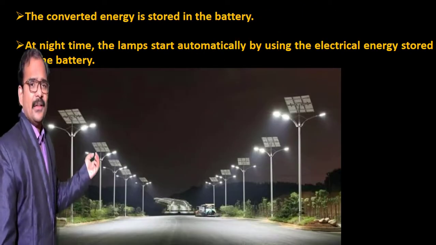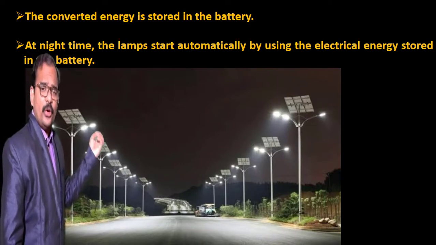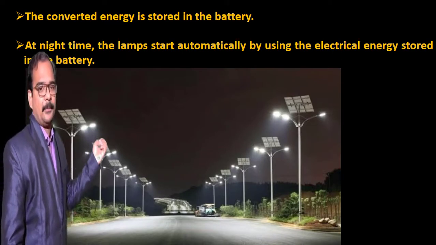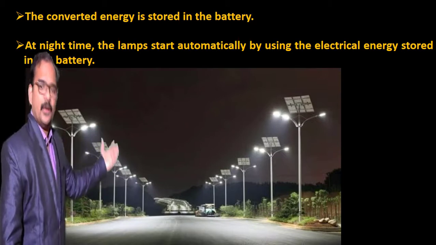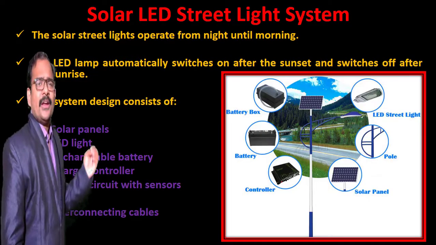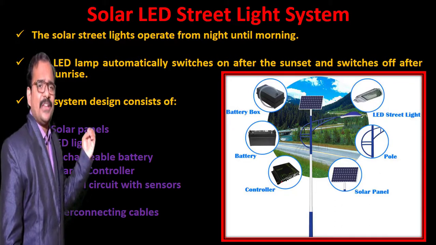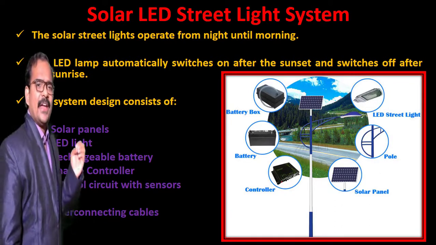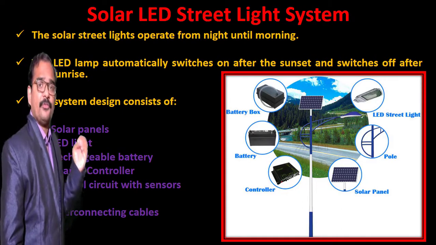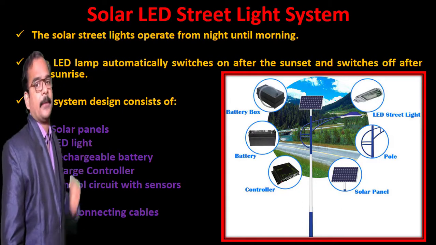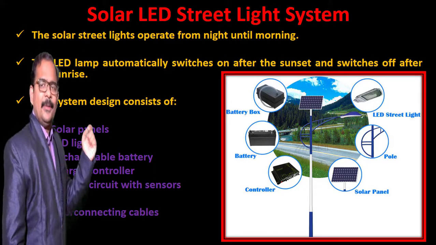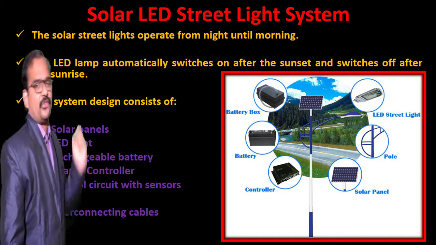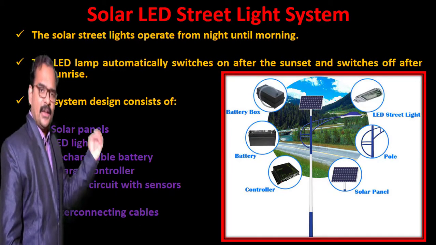As you can see here, the converted solar energy is stored in a battery during the daytime, and at night time the lamp starts automatically by using the electrical energy which is stored in the battery to illuminate the roads. Now let us see the solar powered LED street lighting system. So this solar powered LED street lighting system operates from night until the morning. See, these LED lamps automatically switch on after the sunset, and then they will be automatically switched off after sunrise, right? So they will be operating from night until morning.